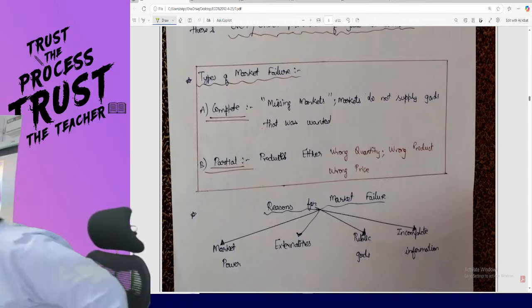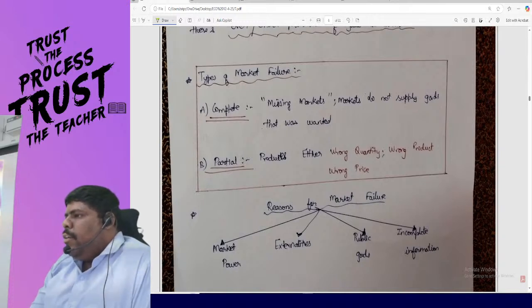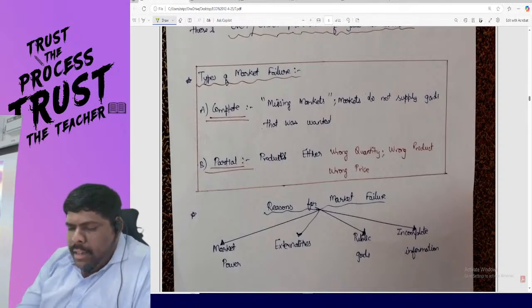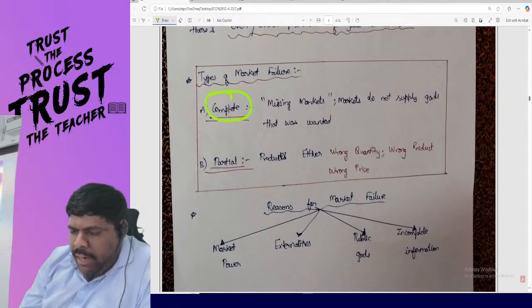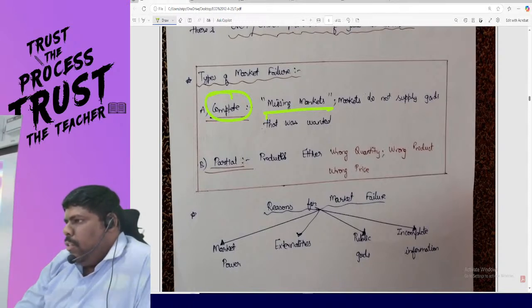It is Diwali time and you are going to the market to purchase some crackers. You have the money with you, but there is no availability of crackers. What will happen? You will come out empty-handed. The reason is there is no availability of the concerned product. That is complete market failure. There is a missing market; the market is unable to supply the goods that are required.